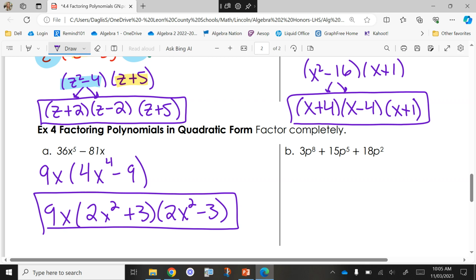For part B, though, with my power of 8, I have 3 pieces. I would love to be able to basic factor if I can. But look for a GCF. Do I have one? Yes, I do. I can do a 3 and a P squared. Good. 3P squared. Which leaves me with P to the power of 6. In the middle, we have 5P to the power of 3. And then we end this with the plus 6.